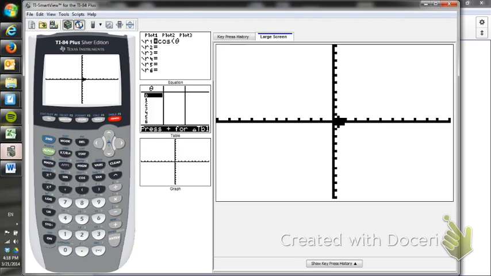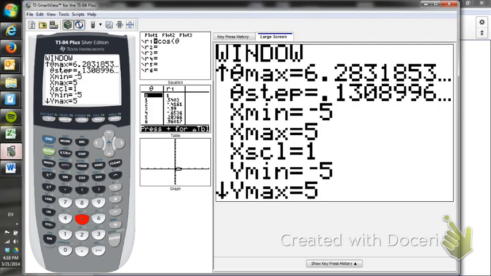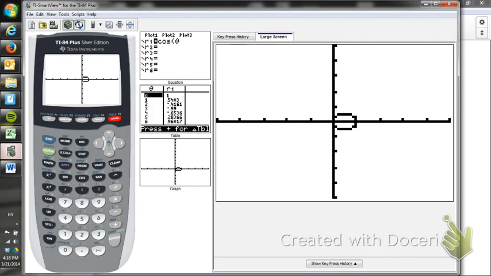And if you look, our window's a little bit too big, so we're going to need to change that. So I'm going to go to my window, and I'm going to make my x-min and x-max a little bit smaller so I can see more of this graph. So I'm going to make it from -5 to 5. Now the theta min and the theta max, we'll worry about that a little bit more when we talk about parametric equations. Okay, so now if you look, you can see it's a little bit of a small oval.